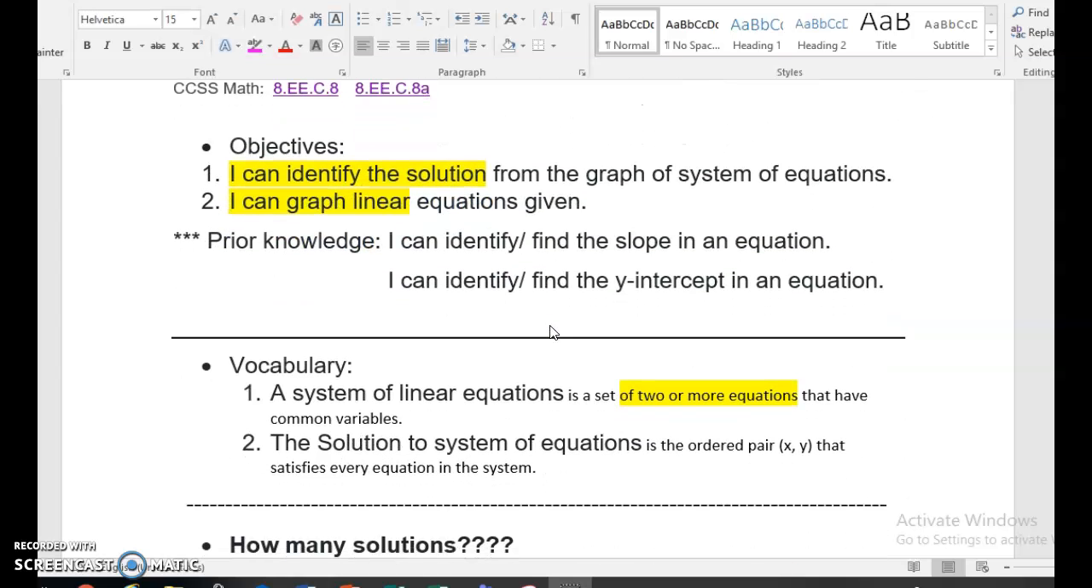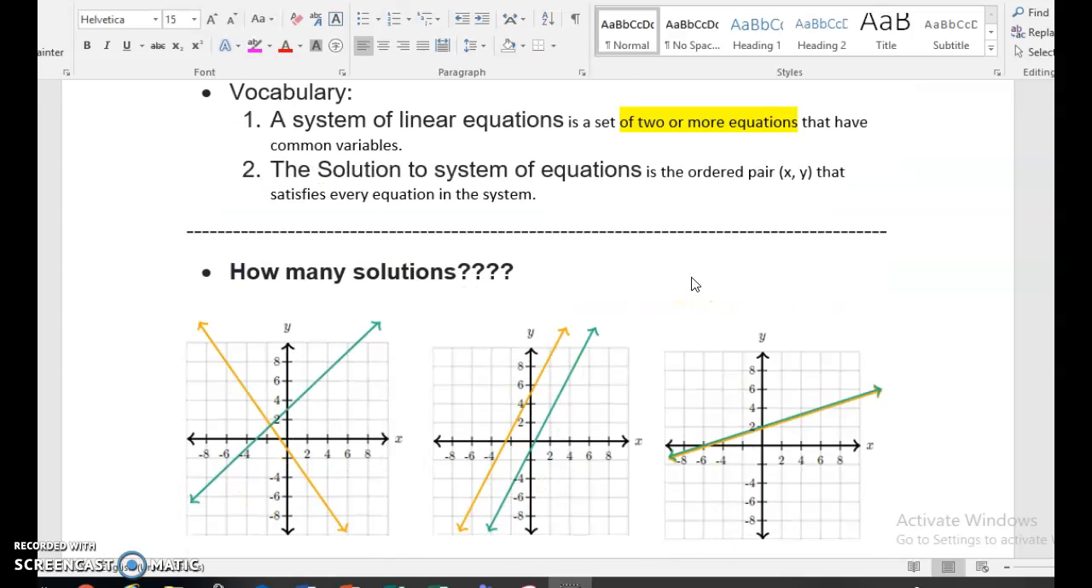Okay, the prior knowledge we require is that you have to identify or find the slope in the equation. Don't forget, our slope from the graph will be rise over run. That's an easier way, all right? Rise will be going up. Run is from left to right. Okay, the second is I can identify or find the y-intercept in the equation, which is our b.